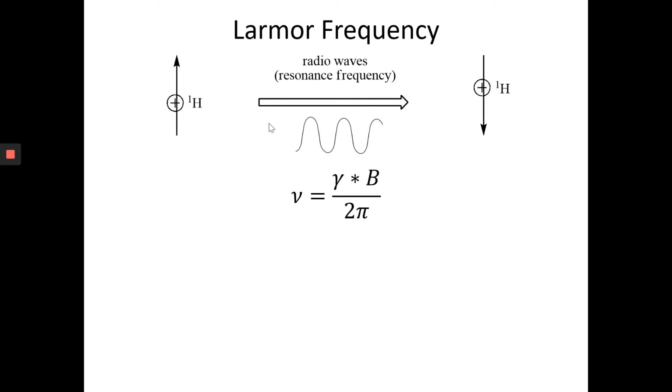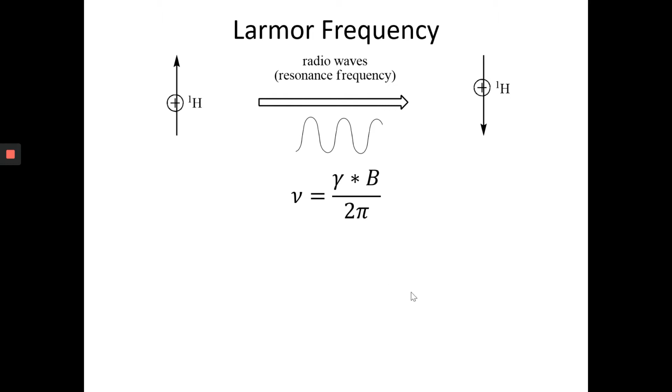That particular frequency of light is the resonance frequency, symbolized by the Greek letter nu. And in NMR, we call that resonance frequency the Larmor frequency. So the Larmor frequency is just equal to gamma times B over 2 pi, where gamma and 2 pi are just constants. And B is the strength of that external magnetic field that the hydrogen is experiencing. And so the Larmor frequency is directly proportional to the magnetic field.